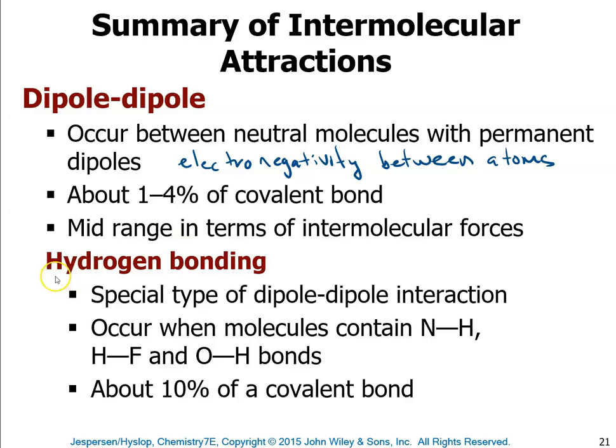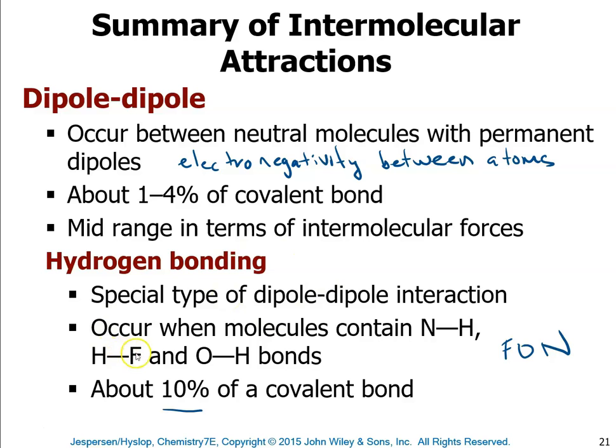Hydrogen bonding is a specific and special type of intermolecular force when hydrogen is attached to F, O, or N, and this is about 10%, so it's a little stronger, one of the stronger intermolecular forces.